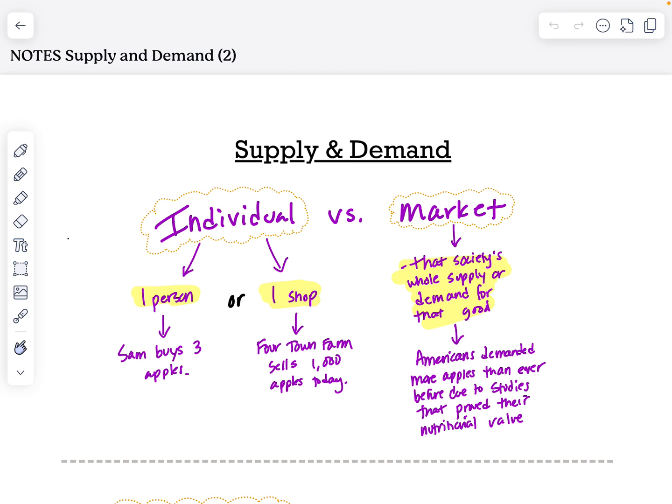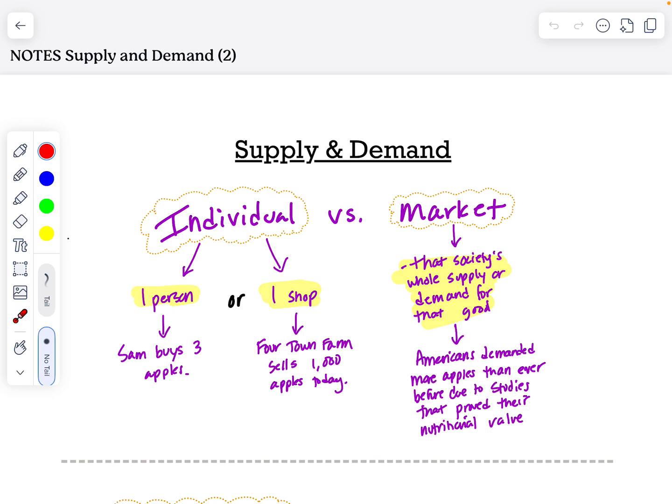In Unit 3, we will tackle what's called aggregate demand and aggregate supply. So this type of supply and demand is something that will be part of our entire course throughout. However, in Unit 1, individual and market are in the spotlight because they're really key to understanding supply and demand in the future.